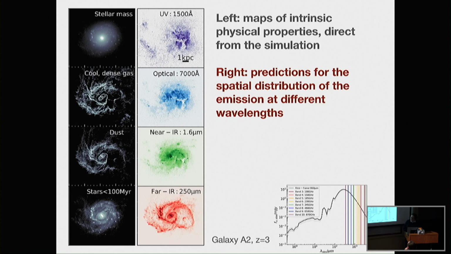On the left, in black and white, I've plotted the intrinsic physical quantities output directly from the simulation. So things like the stellar mass, the cold gas mass, the dust mass, and the star formation rate surface density. And in color, I've shown the results of the radiative transfer. So at the top, the rest frame UV emission in purple, going down to the far infrared emission in red. And you can see that the UV emission is quite clumpy. It's not really capturing the star formation in the galaxy fully, whereas the longer wavelength emission is more regular and disk-like, with a slightly compact core.